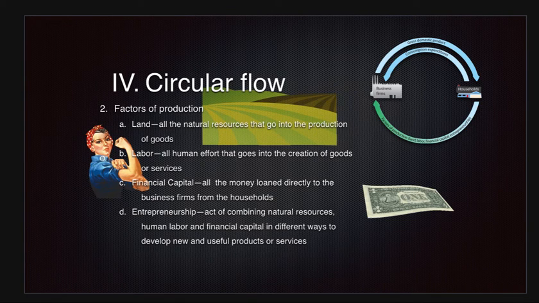But I want you to be thinking about, well, what if the household is providing land, what are they getting in exchange for that land? If they're providing labor, what are they getting in exchange for that labor? If they're providing financial capital, what comes back to them in exchange for it? If they're providing entrepreneurship, what comes back in exchange for that? So be thinking about that a little bit before we come back.